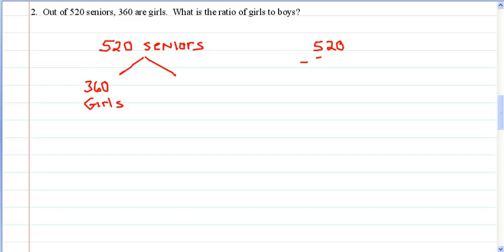For number 2, out of 520 seniors, 360 are girls. What is the ratio of girls to boys? So I'm going to take my 520 seniors and I'm going to split them up into two categories. 360 girls, and to find the number of boys on the side, I'm just going to take 520 minus 360 and subtract. So I get 160 boys.